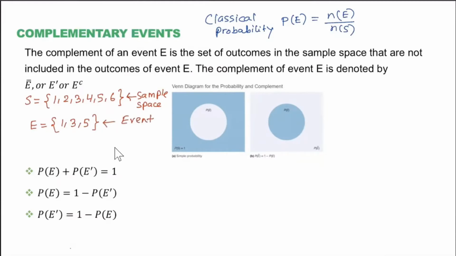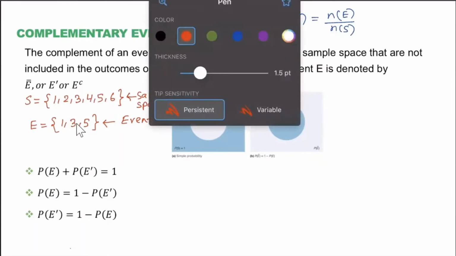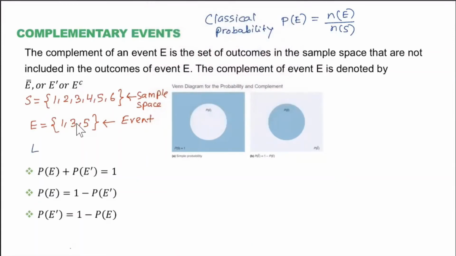Now, when I say complement of that event, let's write the complement of the event. We write this as E prime. It is denoted by E prime or E bar or E with a C on the top. You can use any symbol, that's okay. So I'm using E prime. That is the complement of the event.